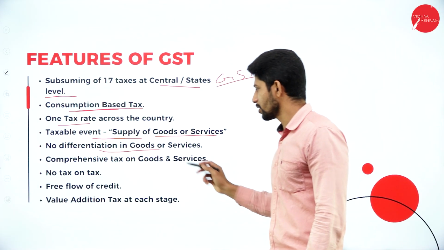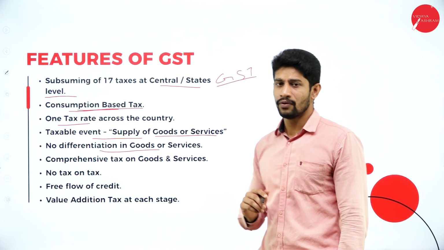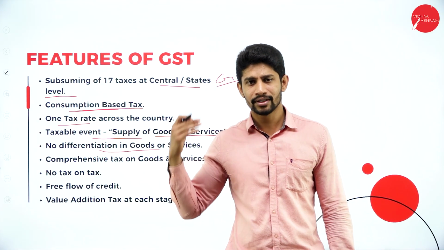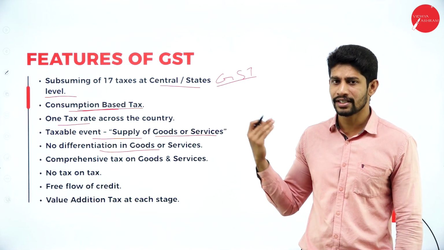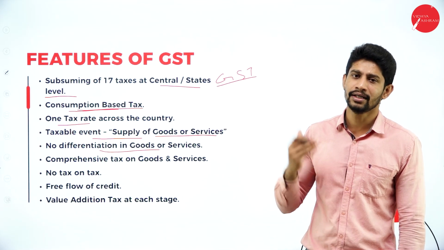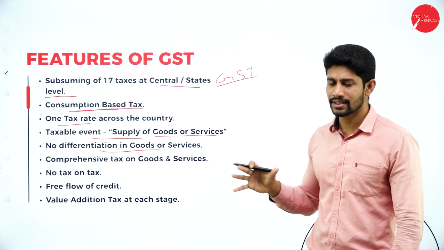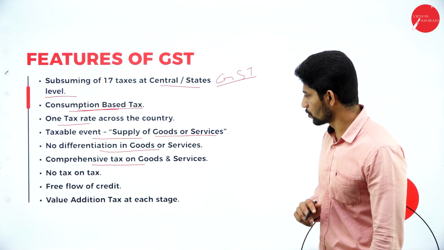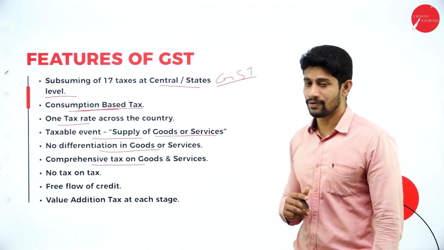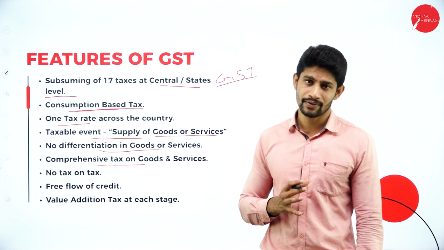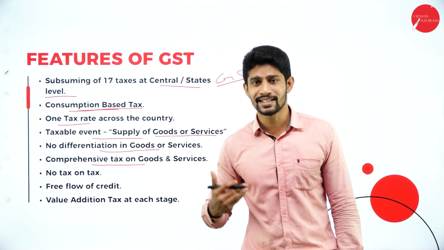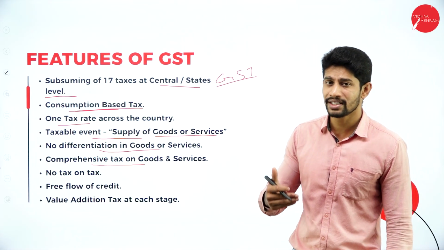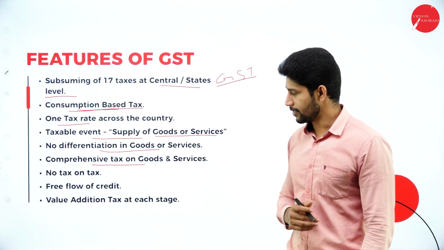Next, no differentiation in goods or services. We are not going to make any differentiation while imposing the tax on goods and services. Whatever the rules and regulations are in the GST Act, as per that we will be collecting the tax on goods and services and we will not differentiate. Next, comprehensive tax on goods and services. We will be imposing the comprehensive tax on goods and services. Sometimes we will be imposing CGST and SGST, sometimes IGST, and sometimes UTGST and CGST.